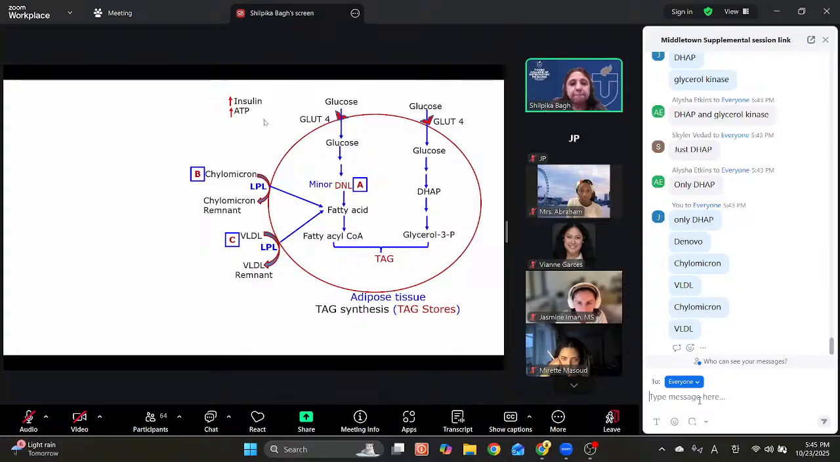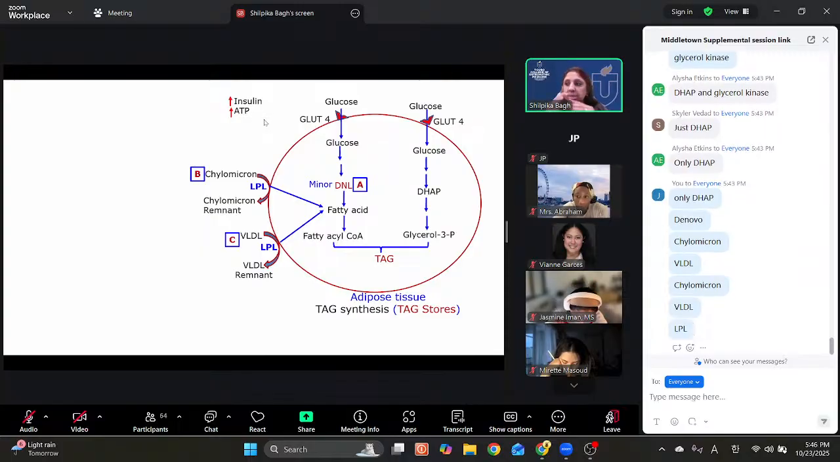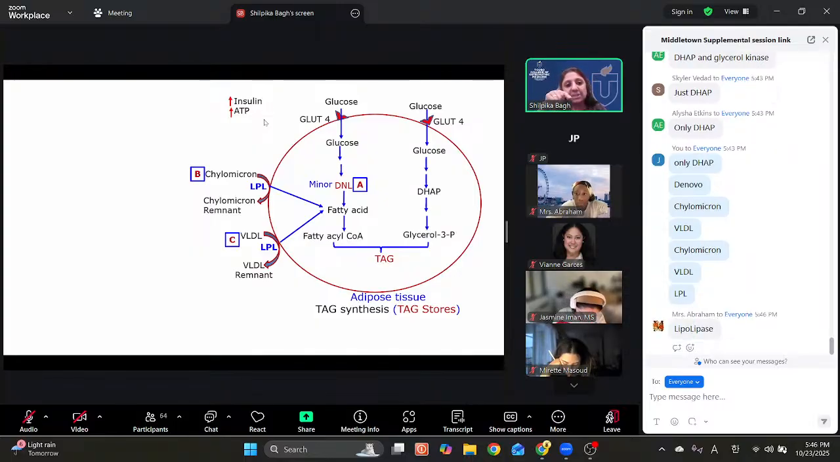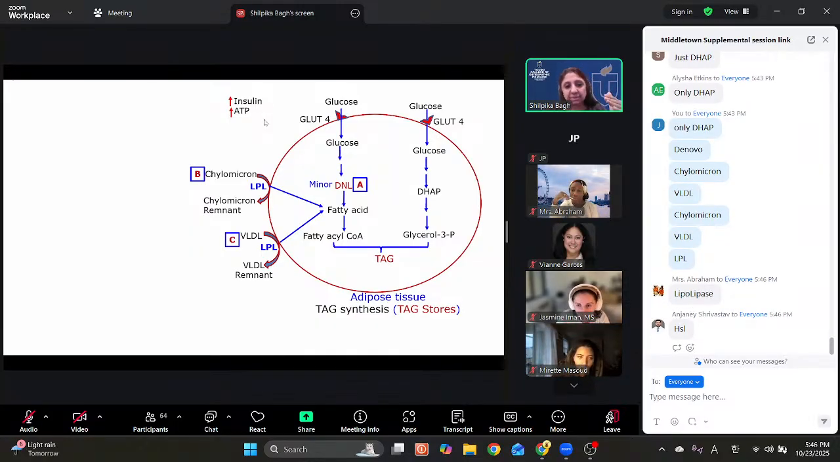Do you need an enzyme to digest TAGs in each one of them? What's the enzyme here? Should you know that enzyme? Very well. Lipoprotein lipase. Anything that ends with the suffix lipase digests TAGs. So there is a lipoprotein lipase. Is there any other lipase that you should also know? Apart from lipoprotein lipase, is there any other lipase you should know? Hormone sensitive lipase. So lipoprotein lipase, very good, and hormone sensitive lipase.